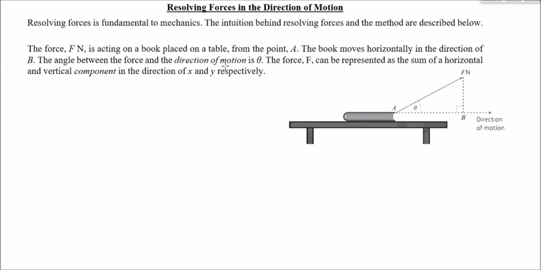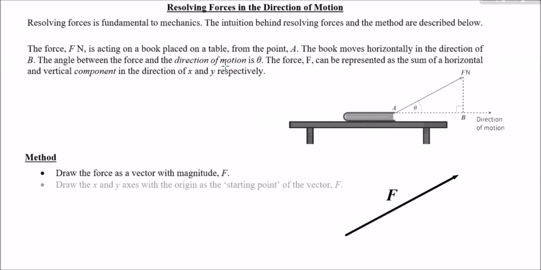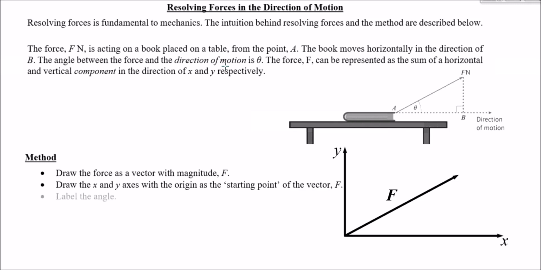So how do we do this? Well, this is the general method. First off, draw the force as a vector with magnitude F. Simple enough, so you draw something like this. Second up, draw the x and y axes with the origin as the starting point of vector F, like so. Next, what you need to do is label the angle. Typically, this is the angle in between the x-axis and the direction of this F force. So we're going to put in a theta symbol here. Next, we need to label the x component as F cos theta and the y component as F sin theta, like so.